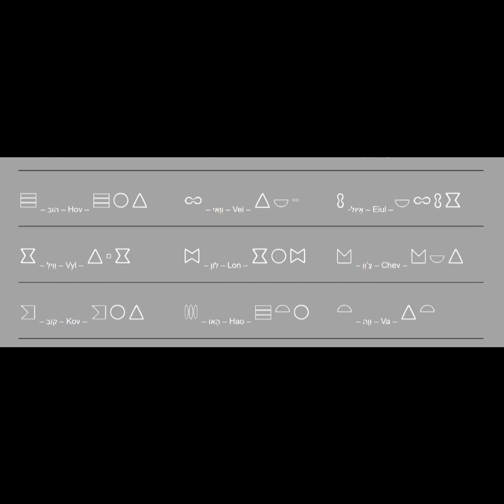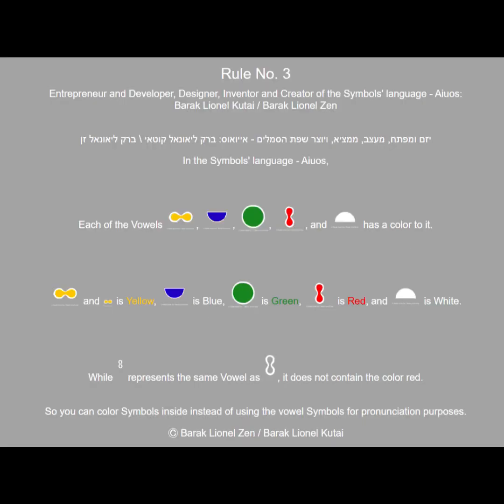Moving on, there is a bonus to the language too. Each of the sounds E, O, U, A has a color to it, right? So E is going to be yellow, E is going to be blue, O is going to be green, U is going to be red, and A is going to be white. So instead of using the vowels, right, E, O, U, A, we can color the letter on the inside so that the reader could understand how to read the word.